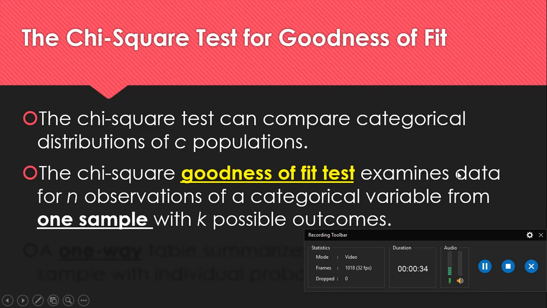When we run the chi-square goodness of fit test, we're still looking at a categorical variable, but we're only looking at one sample with k possible outcomes. We're going to use a bag of M&Ms to go through this example. So the bag would be one sample, and the k possible outcomes would be the different color M&Ms in the bag.